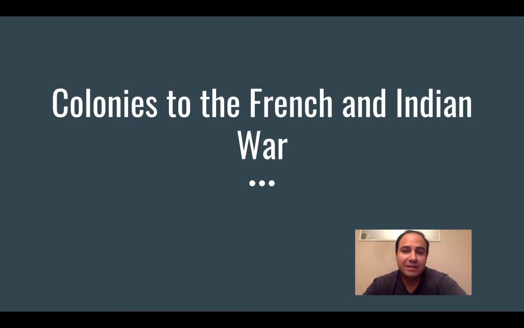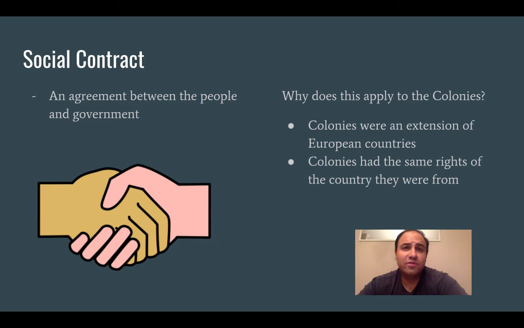The time period focuses on how the colonies grew. We're going to focus on some key terms, and some of the challenges that came along the way as well. One of the first terms you need to know about is the social contract, which is basically an agreement between the people and the government. You might be wondering, why does this apply to the colonies?